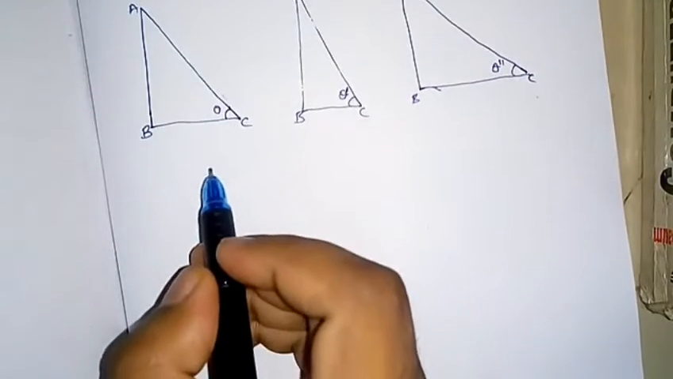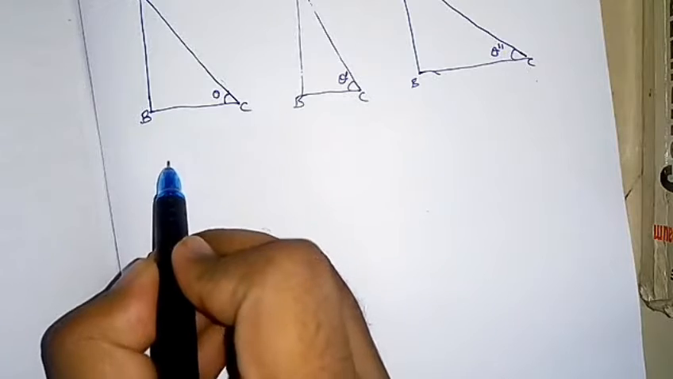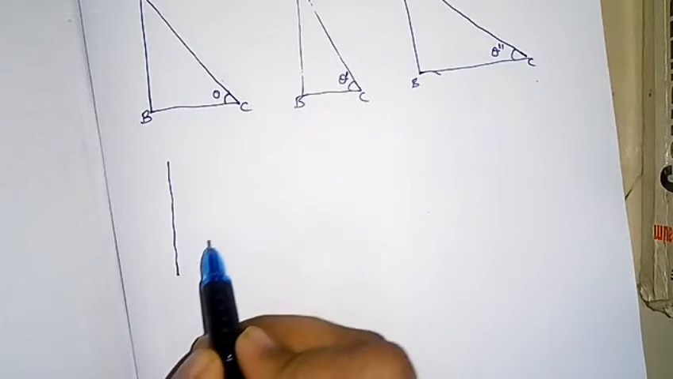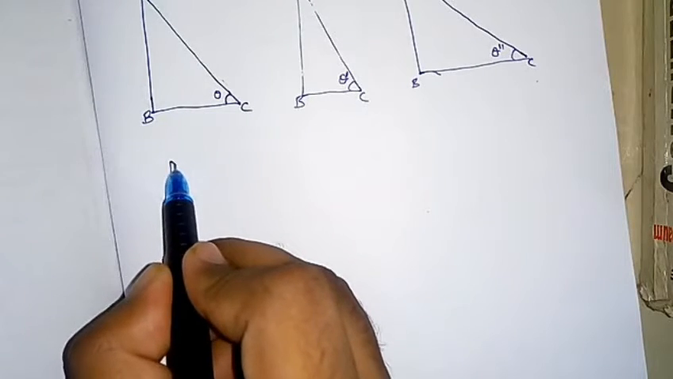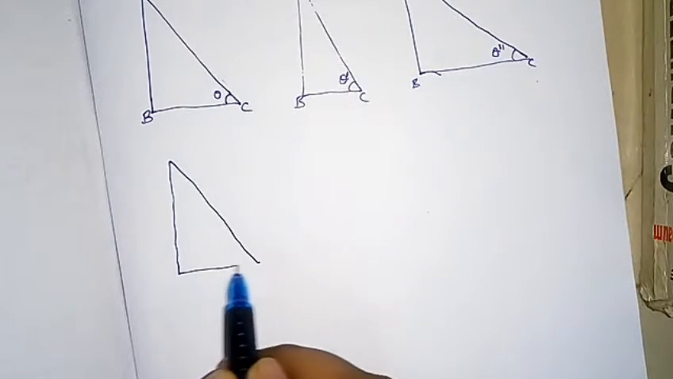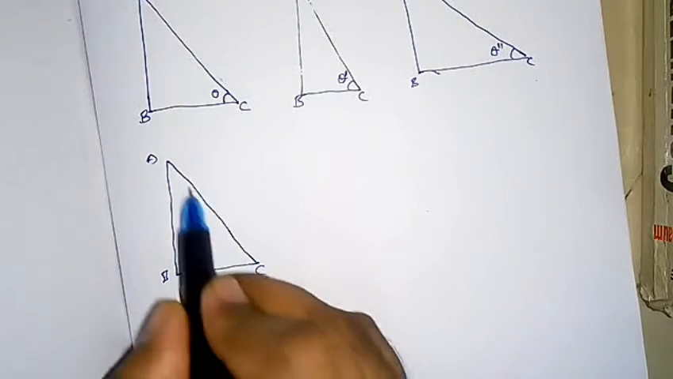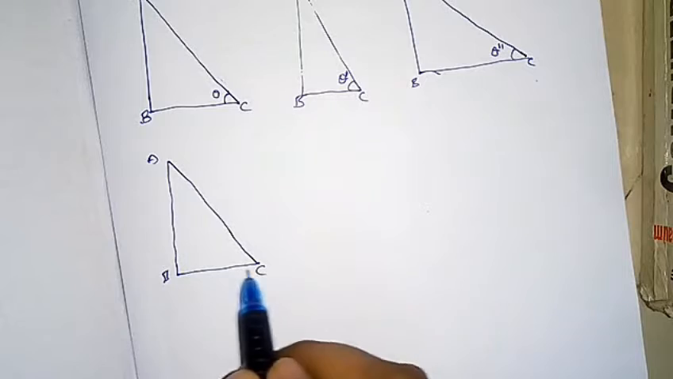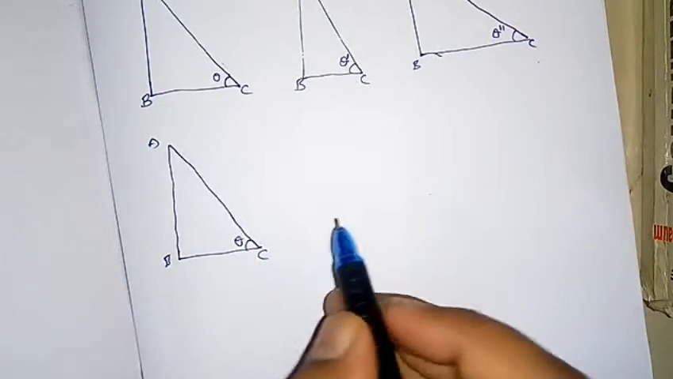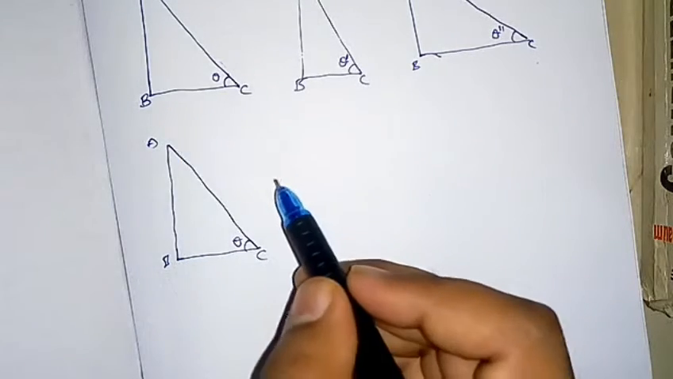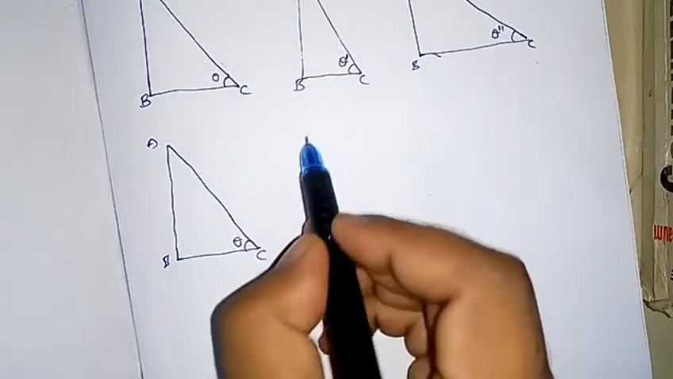Another example you can observe is a person painting a wall. Suppose assume this as the wall. A person is painting a wall using a ladder against the wall. Assume this as the ladder, A, B, C. This is a ladder, this is the wall and this is the base ground. Now he is painting the wall. What if he wants to paint the upper, top position? He has to move the ladder towards the wall.